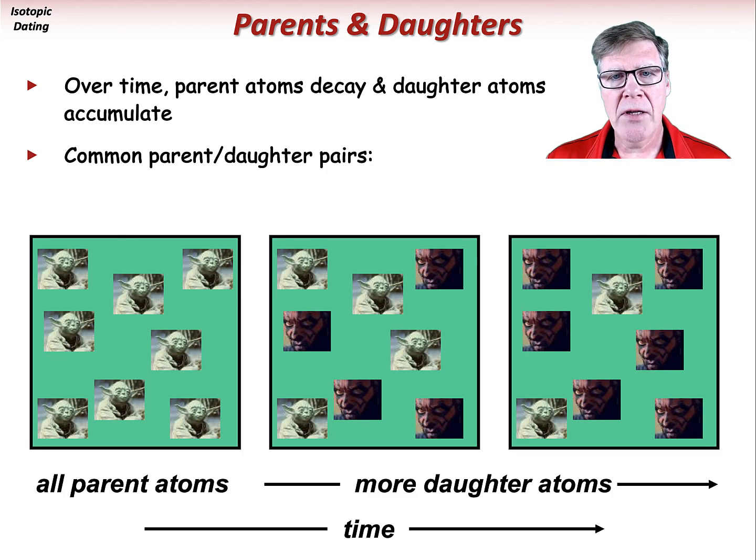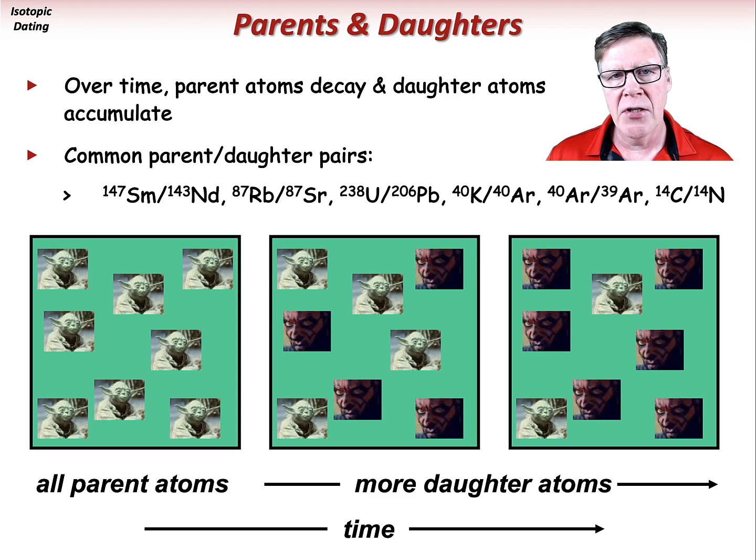There are many parent-daughter isotope pairs that we use in geochronology. The ones listed here are commonly used in geologic age dating applications, and they include samarium-147, neodymium-143, rubidium-87, strontium-87, uranium-238, lead-206, potassium-40, argon-40, argon-40, argon-39, and carbon-14, nitrogen-14.